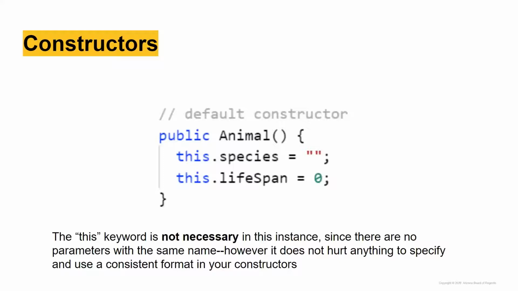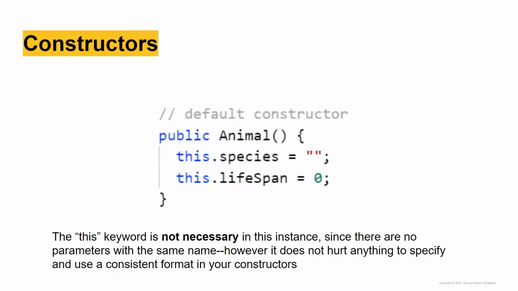So here we have a sample default constructor. So this class, remember the class is called animal. So I'm saying public animal, parentheses, and notice there's no parameters within the parentheses because this is the default or unparameterized constructor. So I'm setting the species variable to just an empty string. And likewise, I'm setting the lifespan equal to 0.